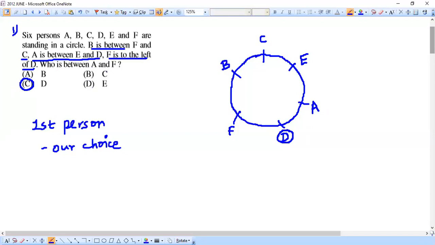I think you're able to understand this. The only thing we have to remember is that in a circular arrangement, we can always fix the first person. It is our own choice. So we fix it, and accordingly, based on the given conditions, we try to fix the other people's positions also. This will easily give us the answer. Let's move on to the second question.